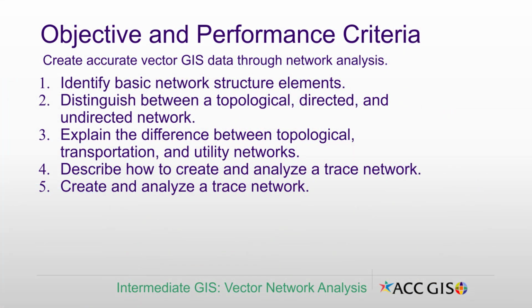Our objective is to create accurate vector GIS data through network analysis. So by the end of this topic, you'll be able to identify basic network structure elements, distinguish between a topological, directed, and undirected network, explain the difference between topological, transportation, and utility networks, describe how to create and analyze a trace network, and last, you'll create and analyze a trace network in both the lecture demonstration and the project.